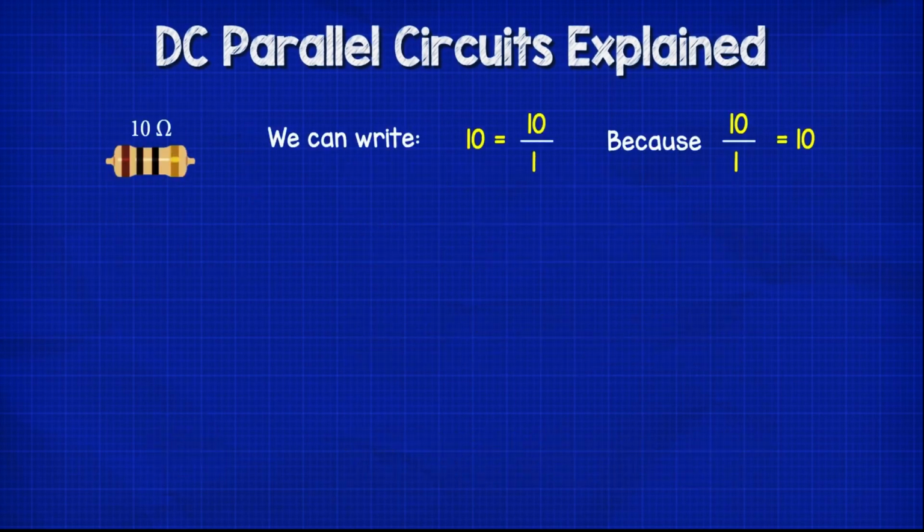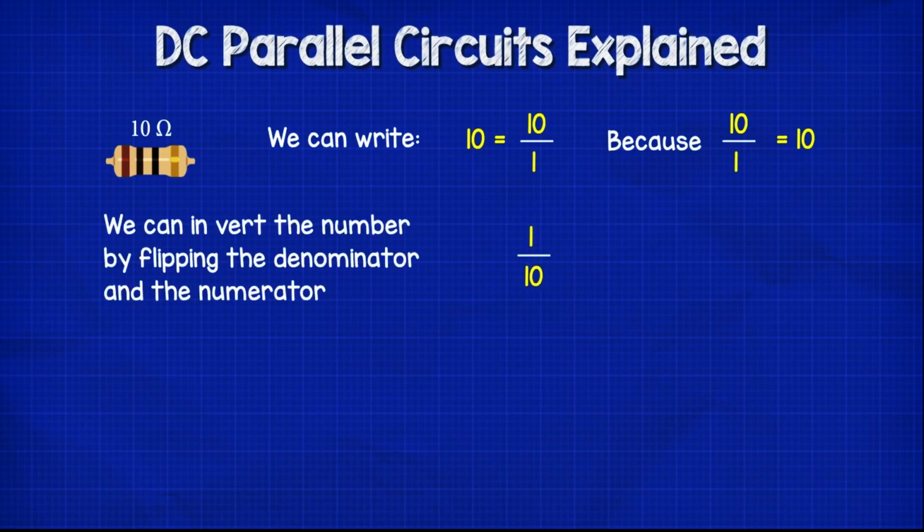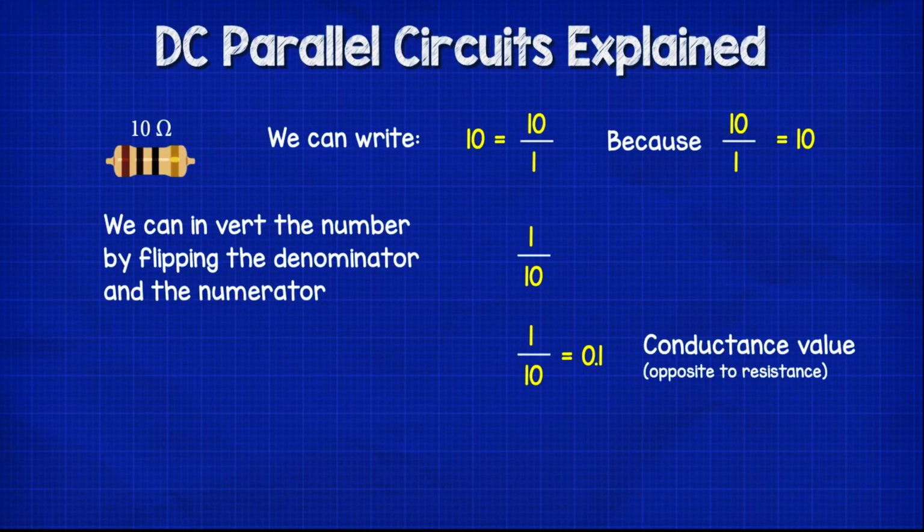Looking at a 10 ohm resistor, we can also write 10 equals 10 divided by 1, because 10 divided by 1 is 10, and you can do that with any number. Then we invert the number to find the conductance or the reciprocal, and we do that by flipping the denominator and the numerator. So we get 1 divided by 10, which is 0.1. We can flip it back to resistance by again dividing by 1, because it's the opposite. So 1 divided by 0.1 is 10.